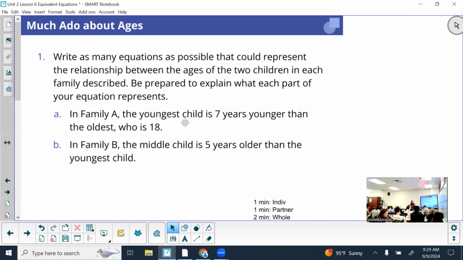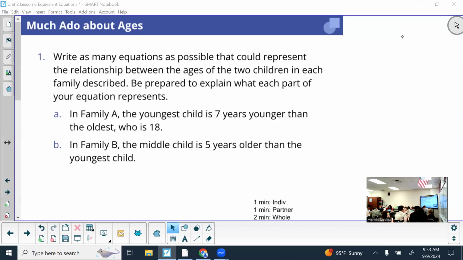So family A, the youngest child is 7 years younger than the oldest, who is 18. There's lots of ways to represent that. That's why it says write as many equations as possible. In family B, the middle child is 5 years older than the youngest child. There's many different equations you can make. That's why it says write as many as possible. Start with one and see what you can do to make it another one that says the same thing. I'm gonna give you 3 minutes to do that.